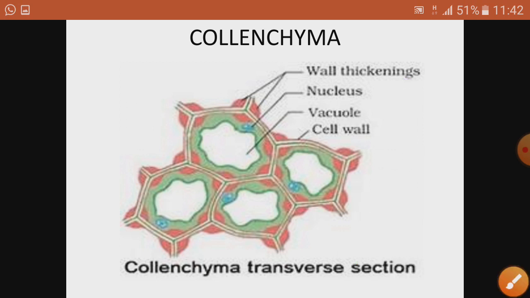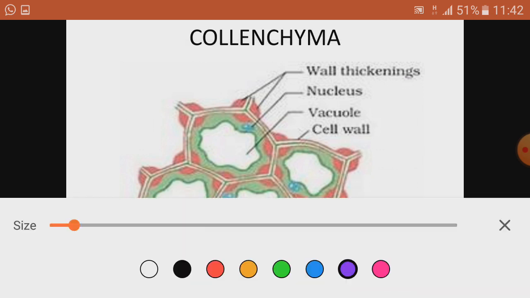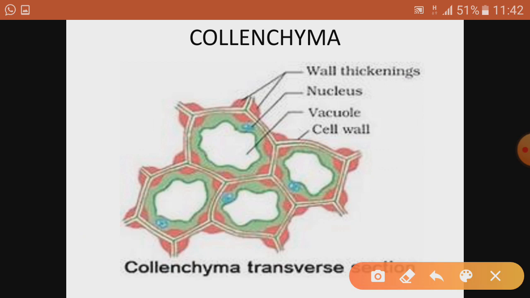So just to explain why it is transverse, why it is written transverse section here. Just to give you that idea. So this one is the transverse section picture, you can see here this one is the transverse section.